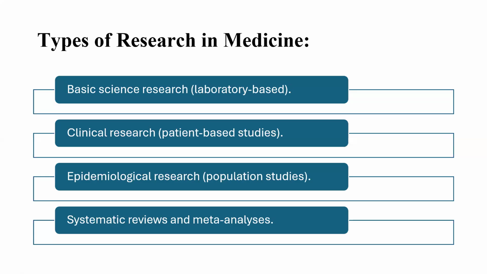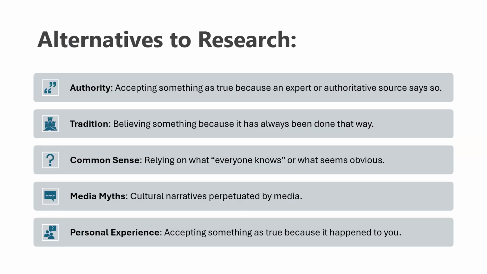Now, if we look at the alternatives to research, there are a few things we can discuss. Authority is accepting something as true because an expert or authority says so. Basically, the alternatives to research are authority and tradition, believing something because it has always been done that way, and common sense, in which we rely on what everyone knows or what seems obvious. And then media, myths, and cultural narratives, which are different.